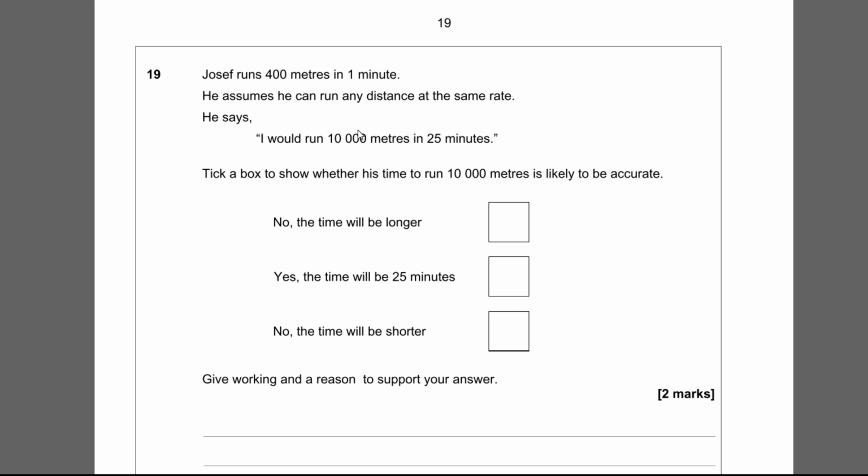Let's assume that he was right. He can run any distance at the same rate. 400 meters in 1 minute, then 10,000 meters in x minutes. We cancel these 2 zeros with 2 zeros here. And then we cross multiply. 4 times x is 4x. And then 1 times 100 is 100. So x will be 100 divided by 4. It is 25 minutes. Yes, it is 25 minutes based on this calculation.